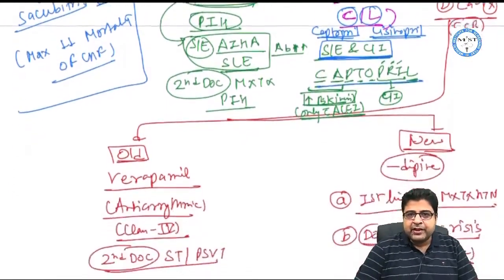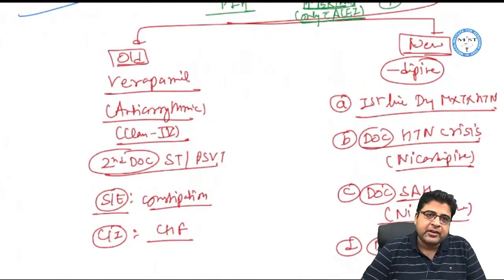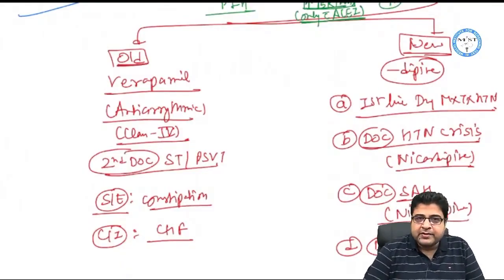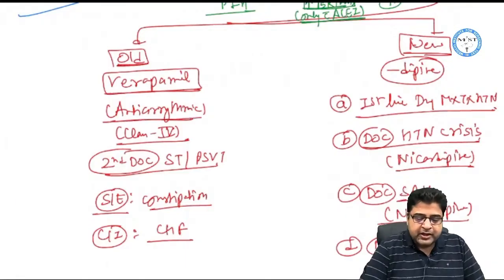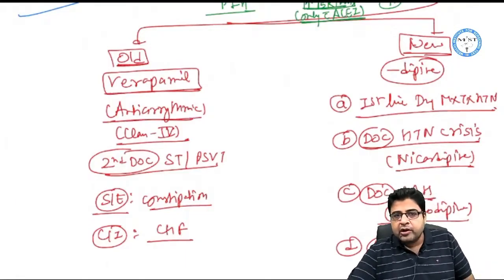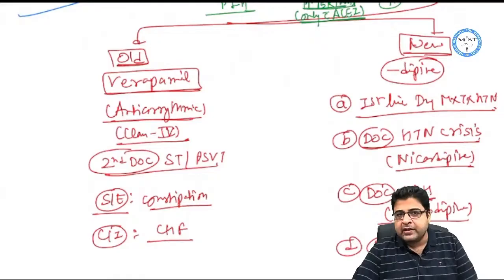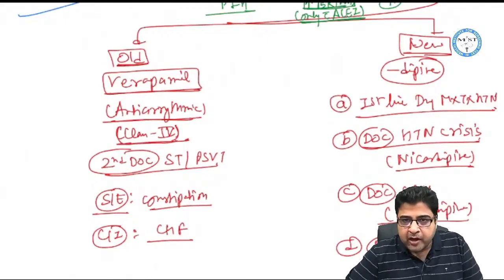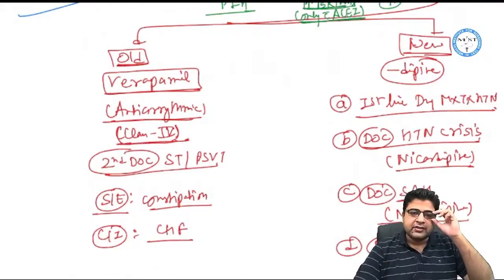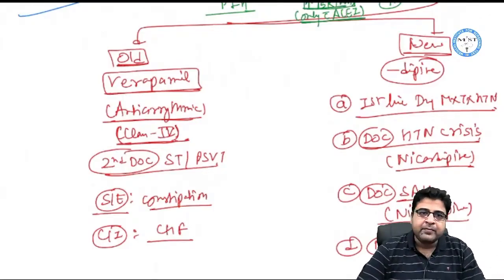Now these medicines we can divide into 2 groups. We have some old calcium channel blockers and some new calcium channel blockers. The example of an old calcium channel blocker is verapamil. Verapamil is the only calcium channel blocker which is nowadays used as an anti-arrhythmic drug. We will not use this medicine as an antihypertensive. We use this medicine more or less as an anti-arrhythmic drug, and as per the anti-arrhythmic classification, verapamil or the calcium channel blockers are class 4 anti-arrhythmic. These medicines are class 4 anti-arrhythmic drugs. The drug name is verapamil.